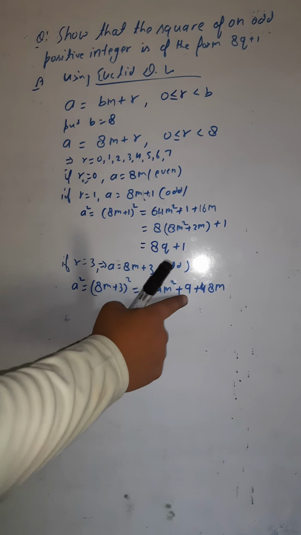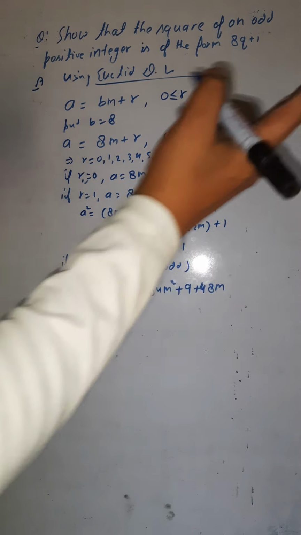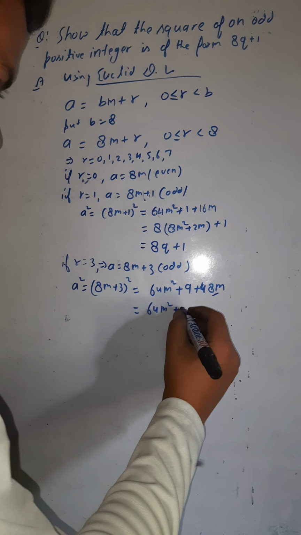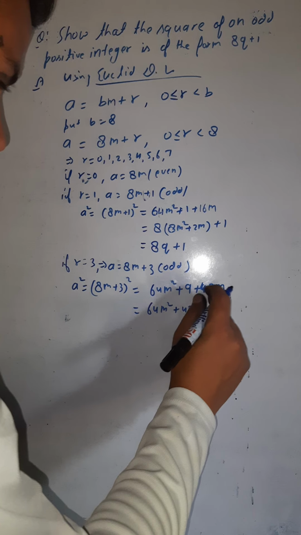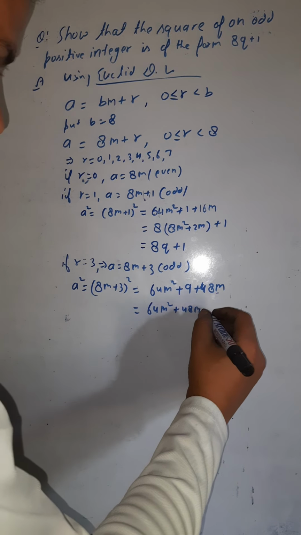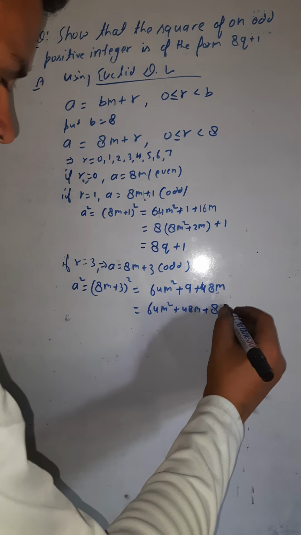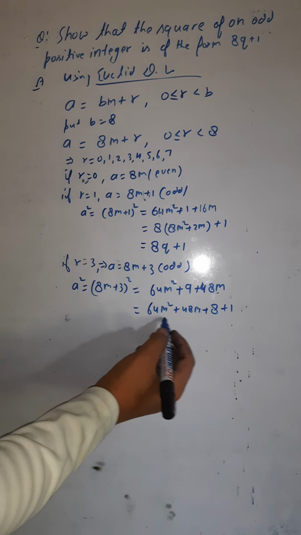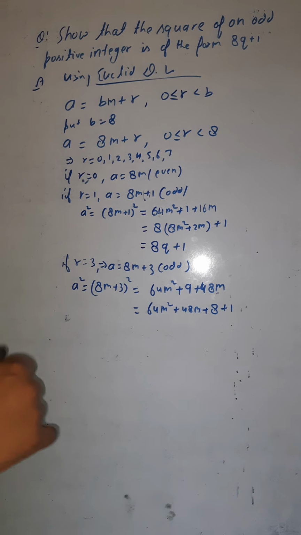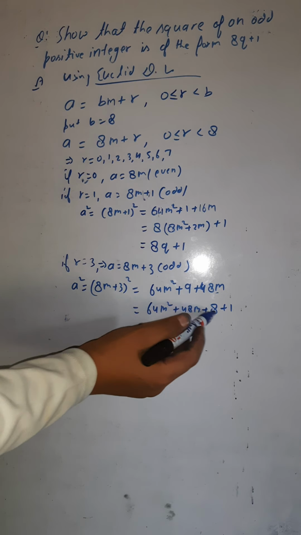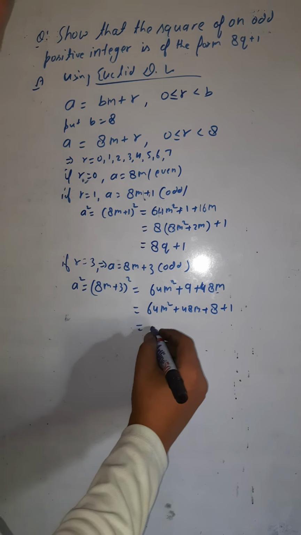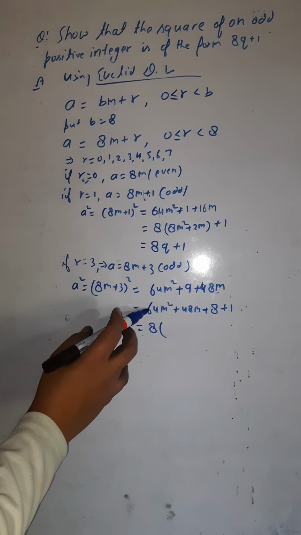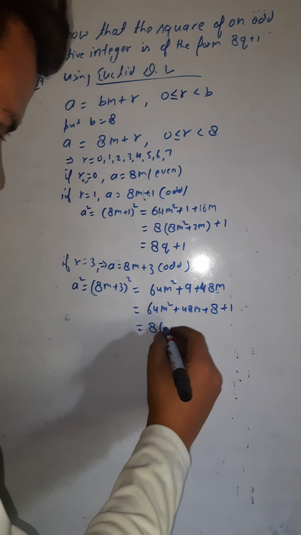Very good. Can I write this 9 as 8 plus 1? Yes. I can write it as 64m square plus 48m. I am writing first, then I am just splitting this 9 as the sum of 8 plus 1. 8 plus 1 is 9. Okay. Now among all these three terms, I can take 8 as common, because all are divisible by 8. So I can take 8 out as common. So it would be 8 times 8m square, because 8 times 8 is 64, so 8 would be left here.